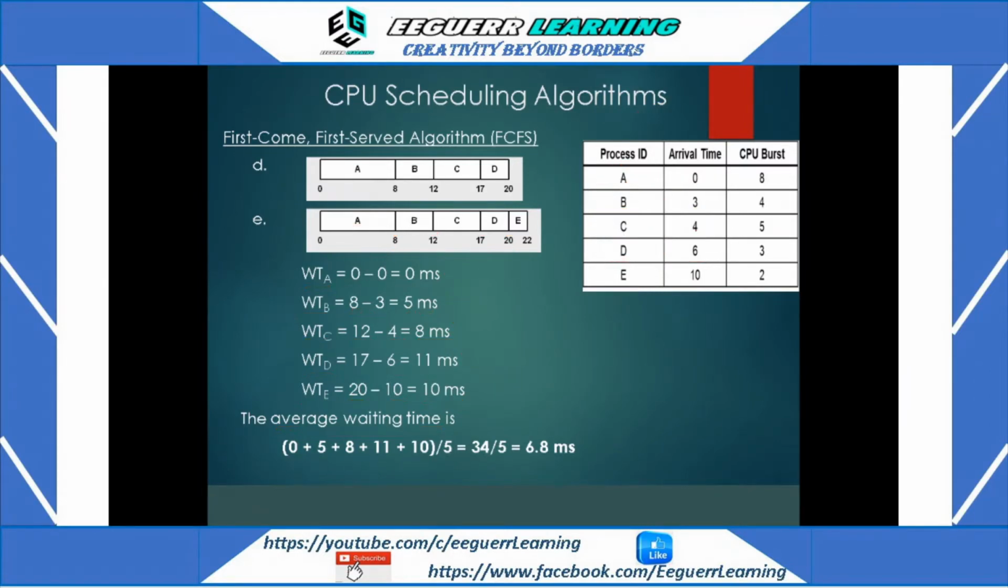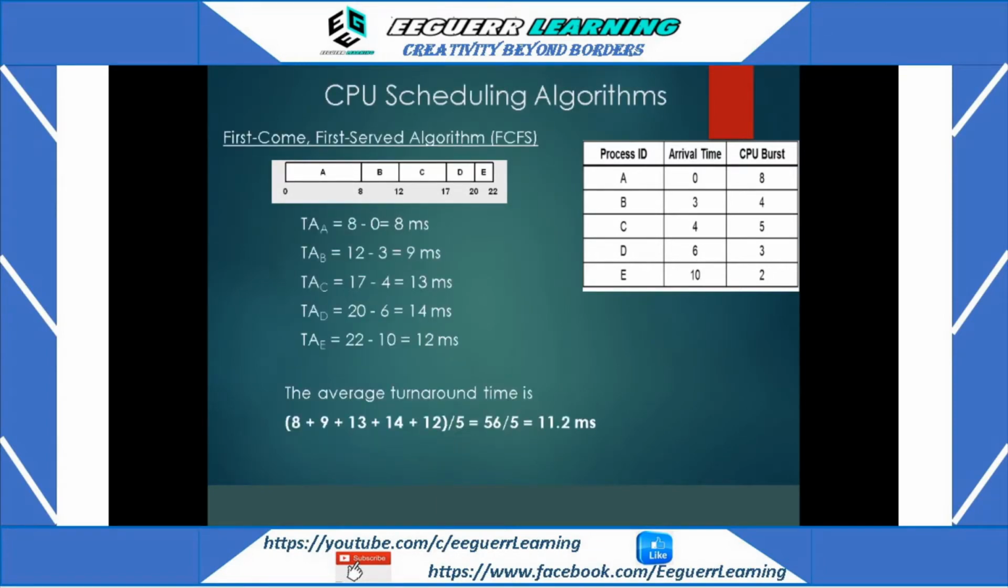Okay, so let's move to our next. Here we're going to compute the turnaround time of process A to process E. By looking again at our Gantt chart and our table, we can solve for the turnaround time of each process.